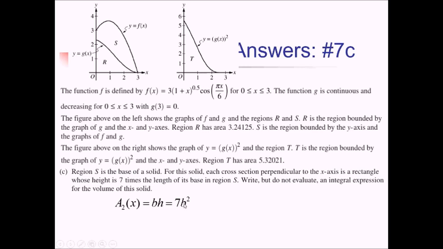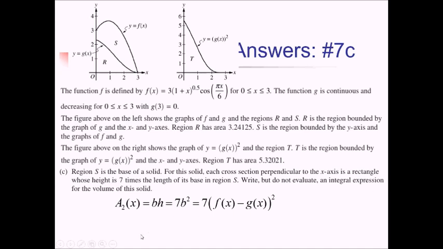And what is the base in terms of x? Because we need this in order to actually integrate it. Well, the base is just a vertical strip going from the bottom to the top of this S region here, all the way across. So that's going to just be the f function minus the g function. So I'm going to have 7 times f of x minus g of x, whole thing squared. That's my area that I now have to integrate.